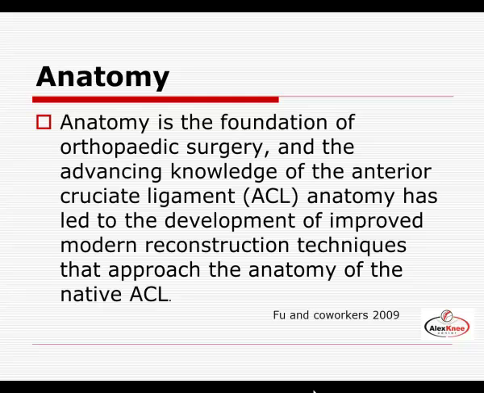Anatomy is the foundation of orthopedic surgery, and the advancing knowledge of the anterior cruciate ligament anatomy has led to the development of improved modern reconstruction techniques that approach the anatomy of the native ACL. Our target is to do anatomic ACL reconstruction that mimics the normal anatomy as much as possible.